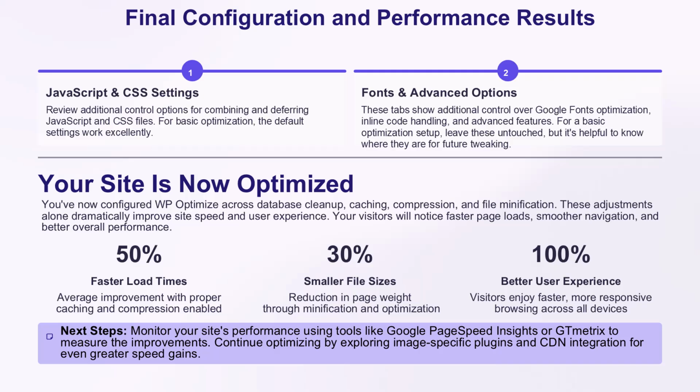Congratulations, you've now configured WP Optimize across database cleanup, caching, compression, and file minification. These adjustments alone dramatically improve site speed and user experience. Your visitors will notice 50% faster load times on average, a 30% reduction in file sizes, and a 100% better user experience.